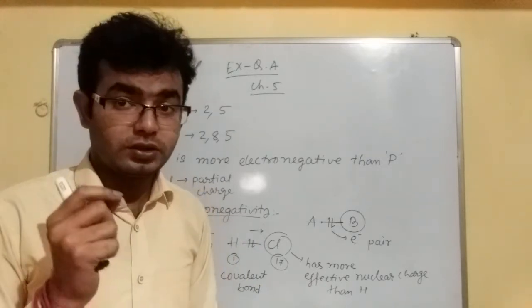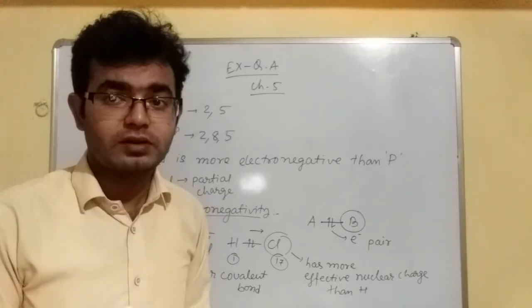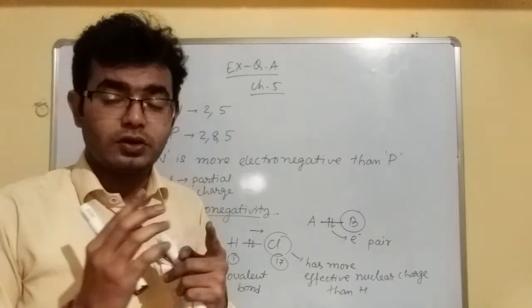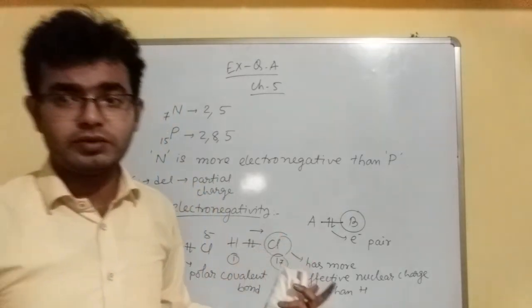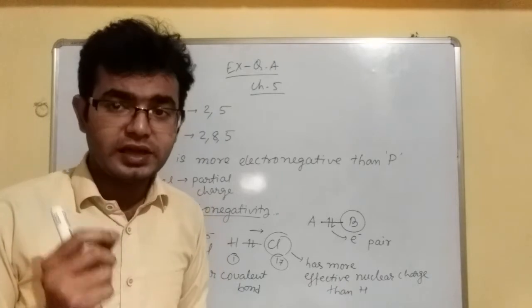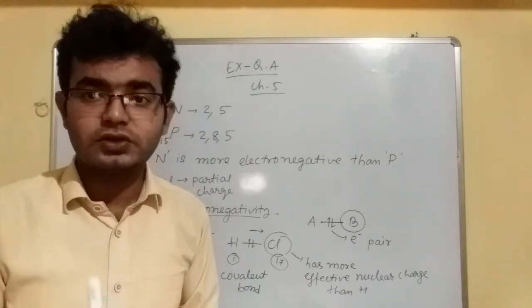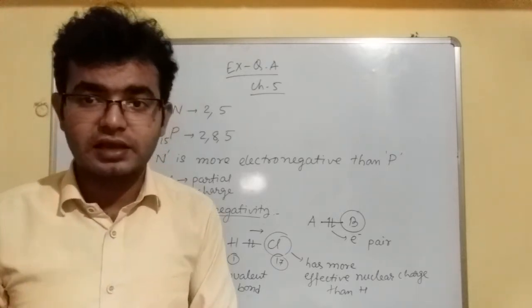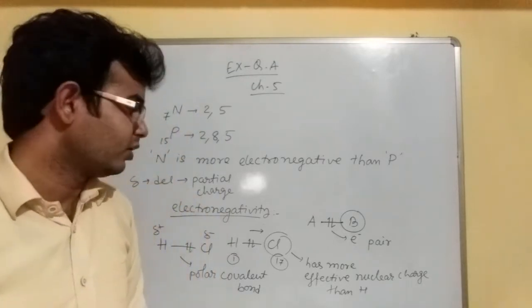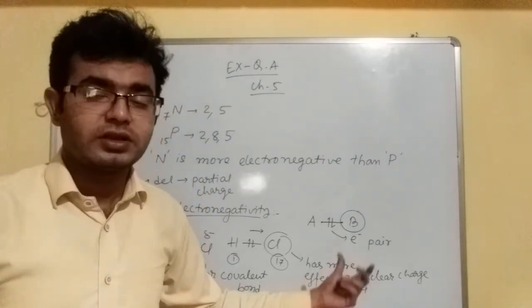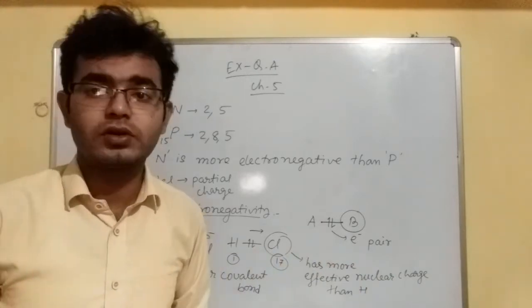Okay, so the tendency of an element to pull the shared electron pair towards itself is called electronegativity. I am not writing the definition of electronegativity here, you can write it by yourself. That is, the tendency of an element to pull the shared electron pair towards itself is called electronegativity. And remember, the element having more effective nuclear charge has more tendency to pull the electron pair towards itself and hence it will be more electronegative.